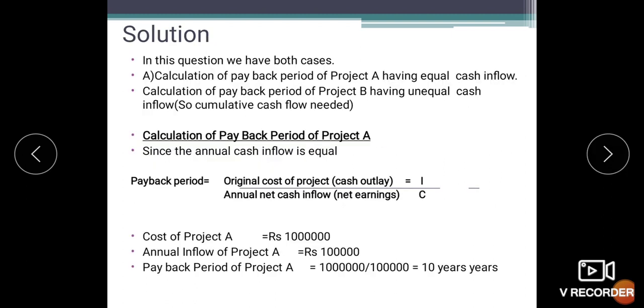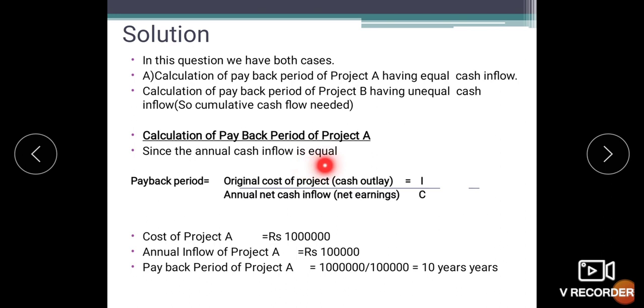So in this question, we have both cases. The calculation of payback period of project A having equal cash inflow and the calculation of payback period of project B having unequal cash inflow. So we need to cumulate it.